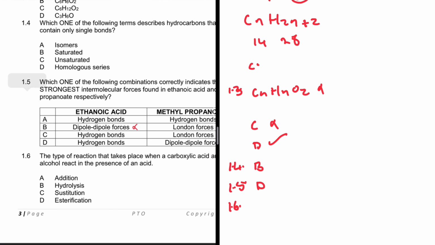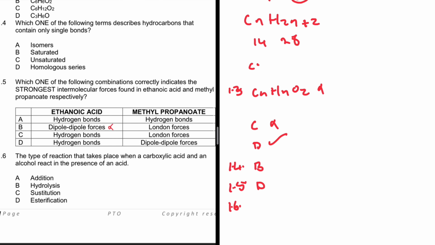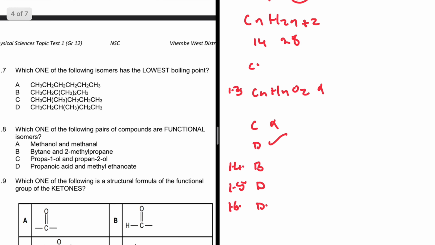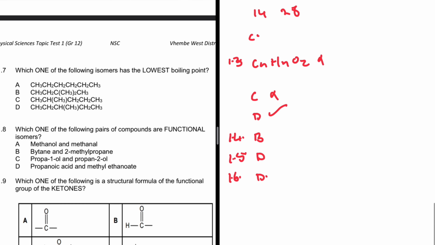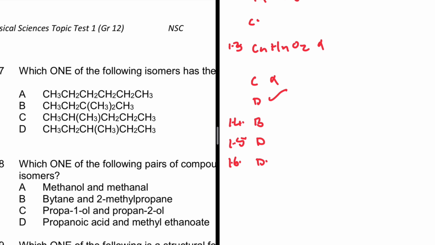1.6, the type of reaction that takes place when a carboxylic acid and an alcohol react in the presence of an acid. Obviously that is option D, which is esterification. 1.7, which one of the following isomers has the lowest boiling point? So let's take a look.